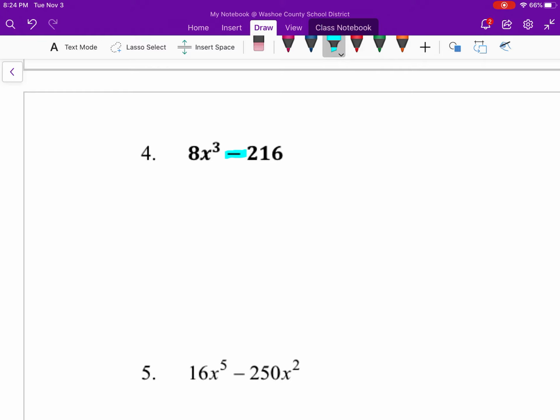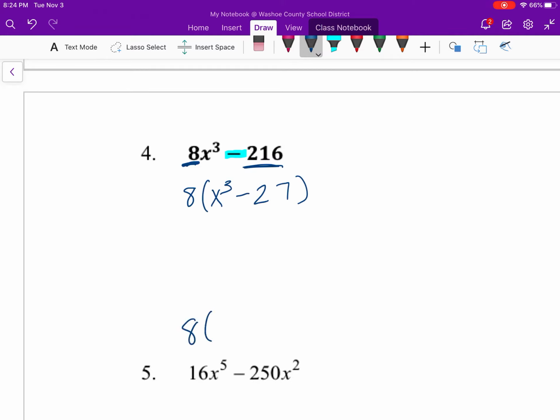So before we get started, and something that's going to help you and simplify your problem is you always want to look for the greatest common factor. Can you take out anything that they have in common, okay? So in this case, I can take out an 8 from both of them, leaving me with x cubed minus 27, okay?